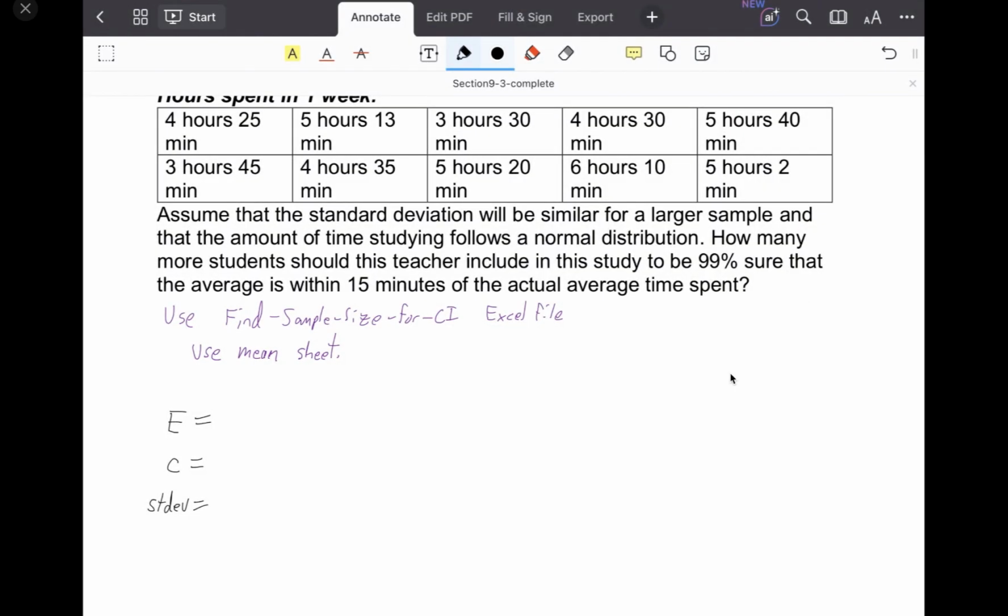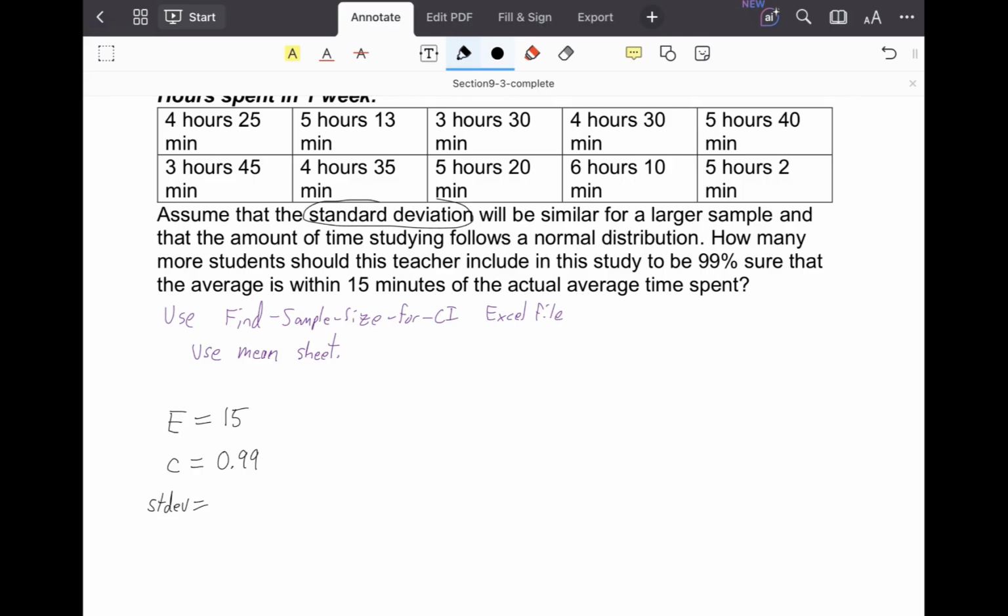So let me go back here to find those three things from the wording. Now, the first thing, margin of error, I look for this word within, and that tells me the margin of error. So within 15 minutes. That's what I need. Confidence level, that's pretty easy as well. That's this 99% right here. So I'll put 0.99.